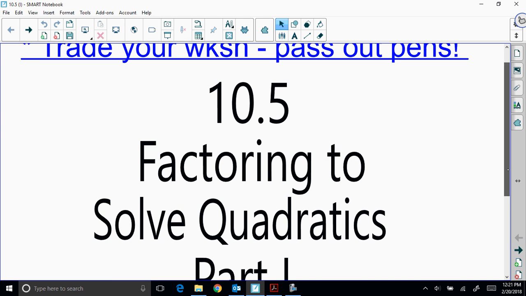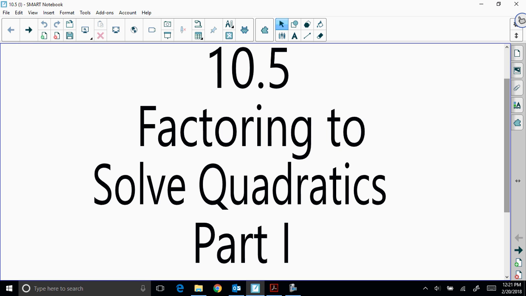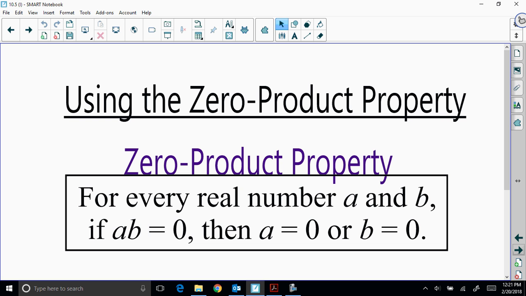So today what we're going to look at, so you should have the notes after you turned in your test, is your 10.5 part 1. The back side is going to have part 2 on it. We're just going to do part 1 today. And we're going to look at how you solve something when it's in factored form.